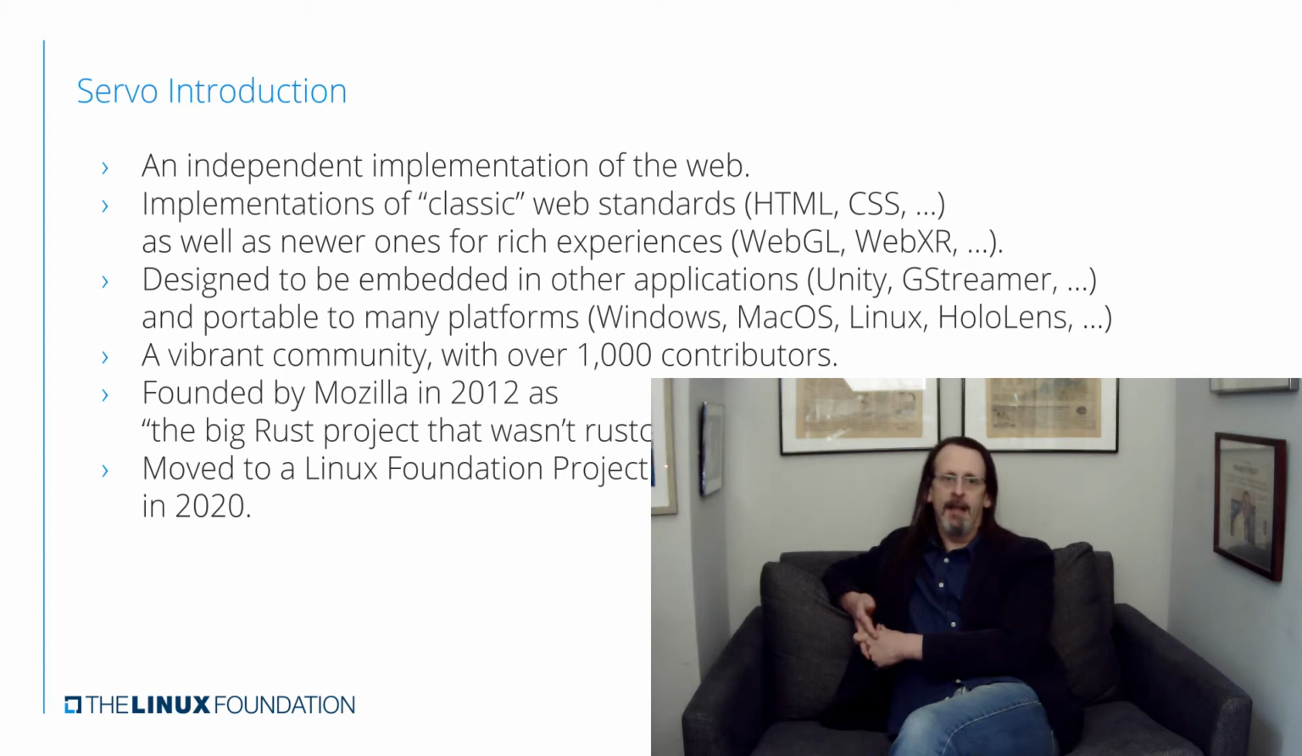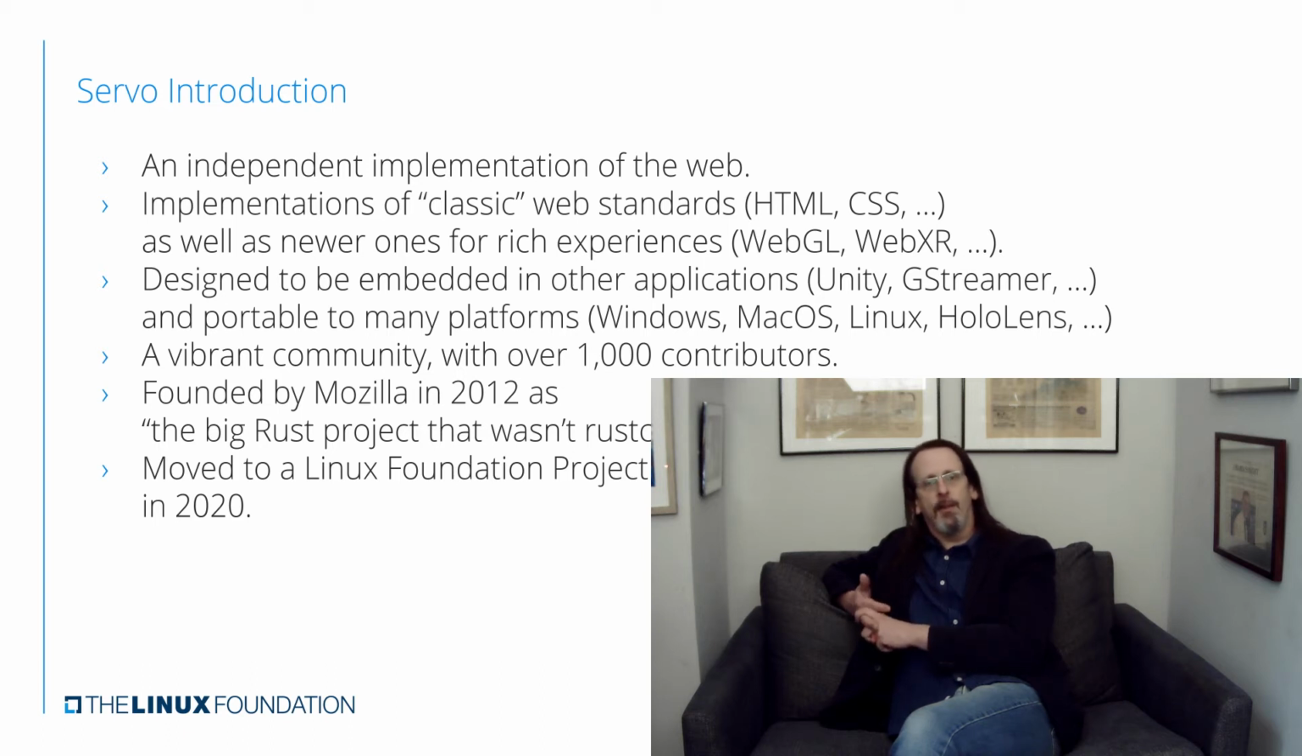And Servo is designed to be embedded into other applications, and we've had some experience with doing that to embed web content into Unity experiences, in particular web video, and using Servo to stream graphical web content into a GStreamer pipeline. So, for example, streaming WebXR content into 360 video. And Servo's been ported over to a number of different environments, such as the Windows, Mac OS, or Linux operating systems, and also onto embedded devices such as the HoloLens headset.